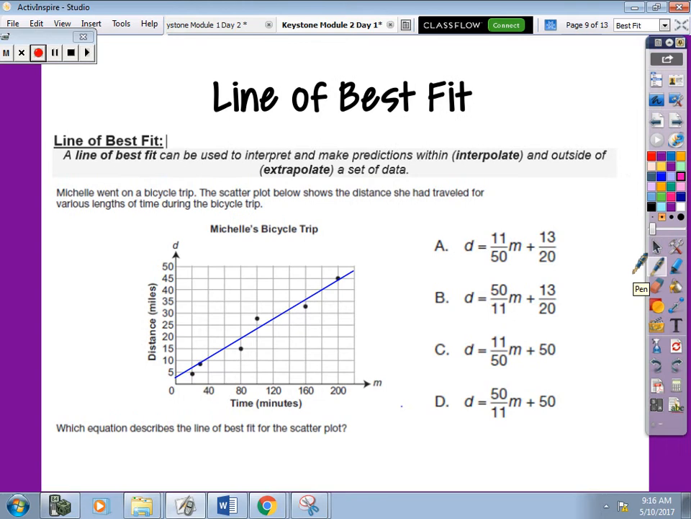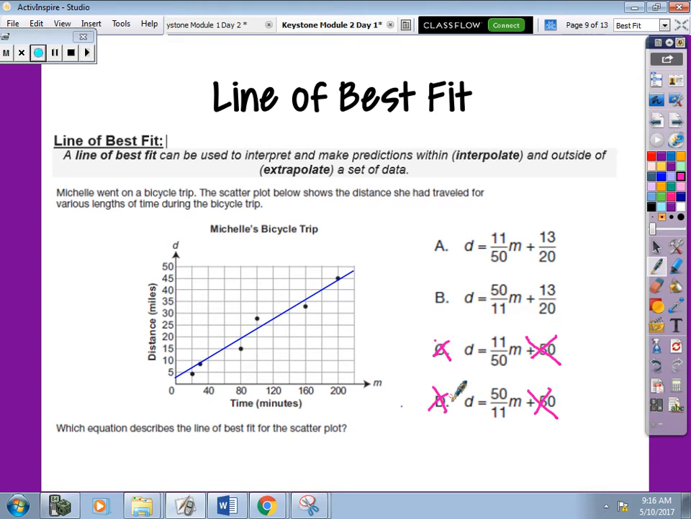And then essentially you're just using process of elimination. So I usually use my y-intercept first. So the y-intercept looks like it's about 3 or 4. Notice the units, it is just regular miles. So the y-intercept is definitely not 50. So I would get rid of answer choices C and D.